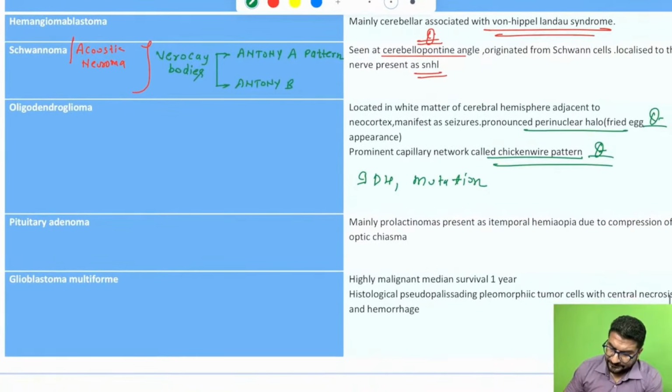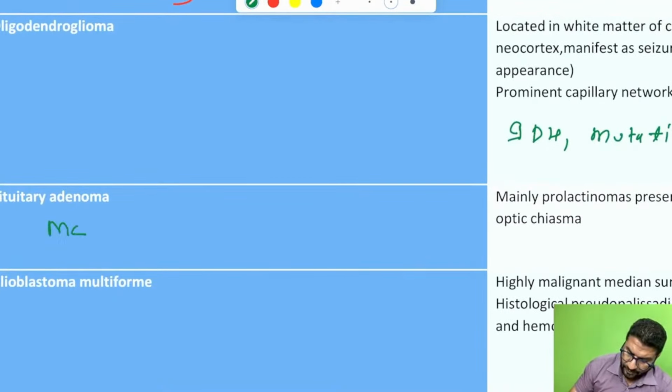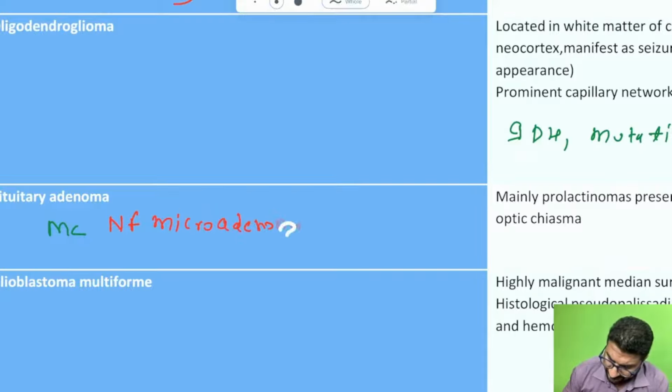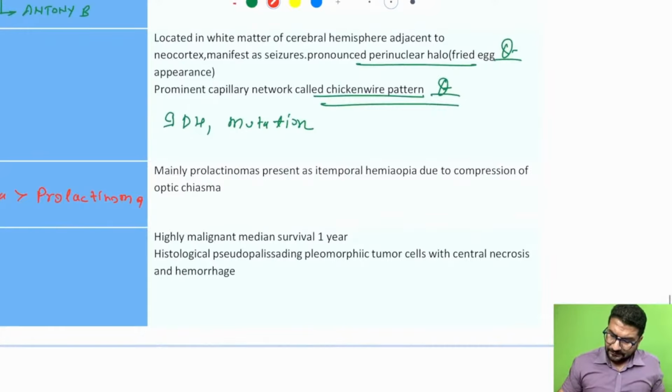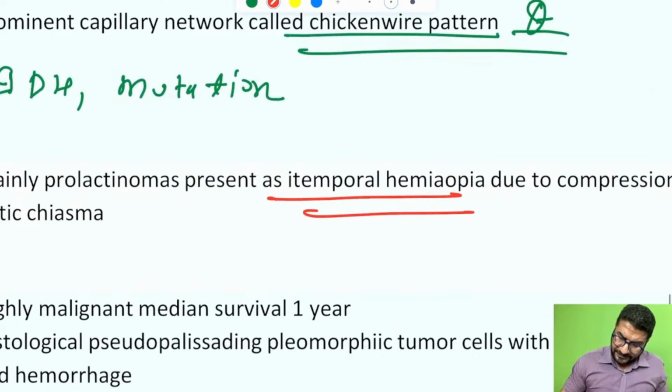Prolactinoma or pituitary adenoma. So understand this thing. Most common will be non-functional microadenoma, and second after this will be prolactinoma. तो कभी कभी ऑप्शन में they don't give you non-functional, then answer will be prolactinoma. And this tumor can compress optic chiasma, so the patient will develop bitemporal hemianopia.